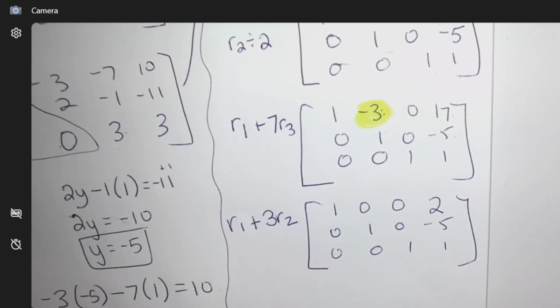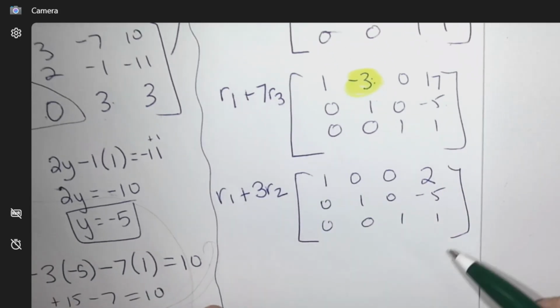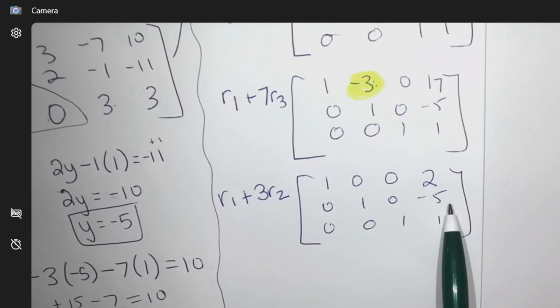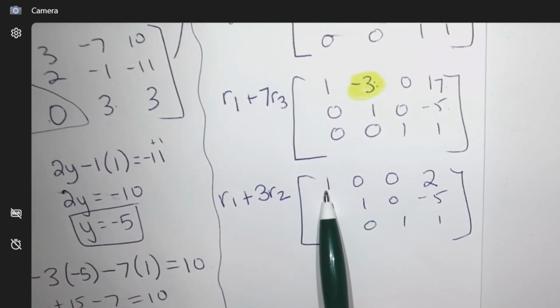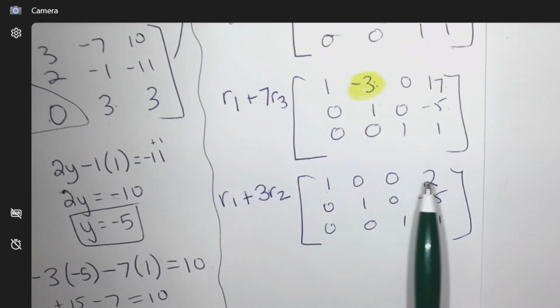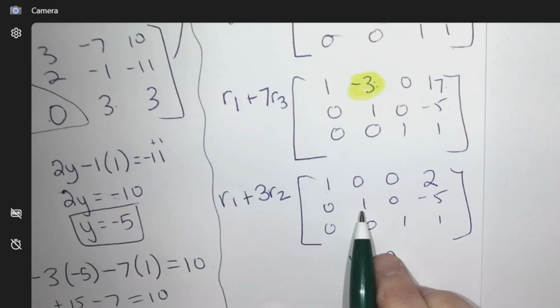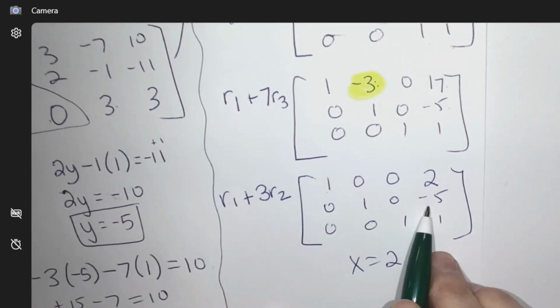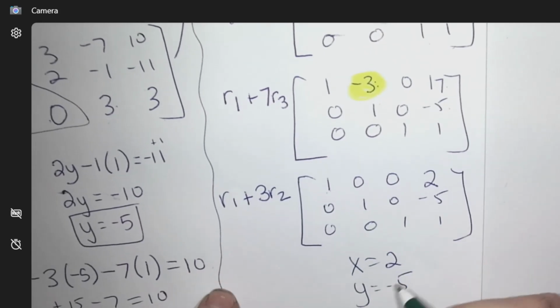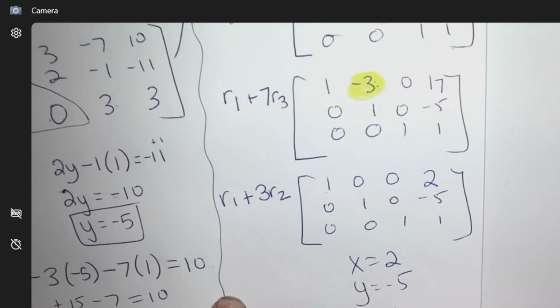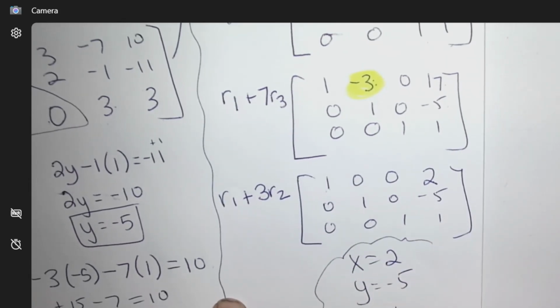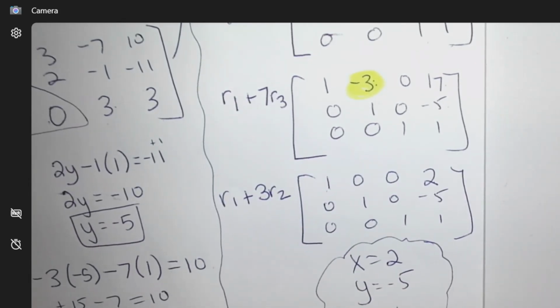Okay, so what can you conclude when it looks like this? What does this mean? 1x equals 2. What does this one mean? 1y equals negative 5. Did we match our row reduction answer? Yep.